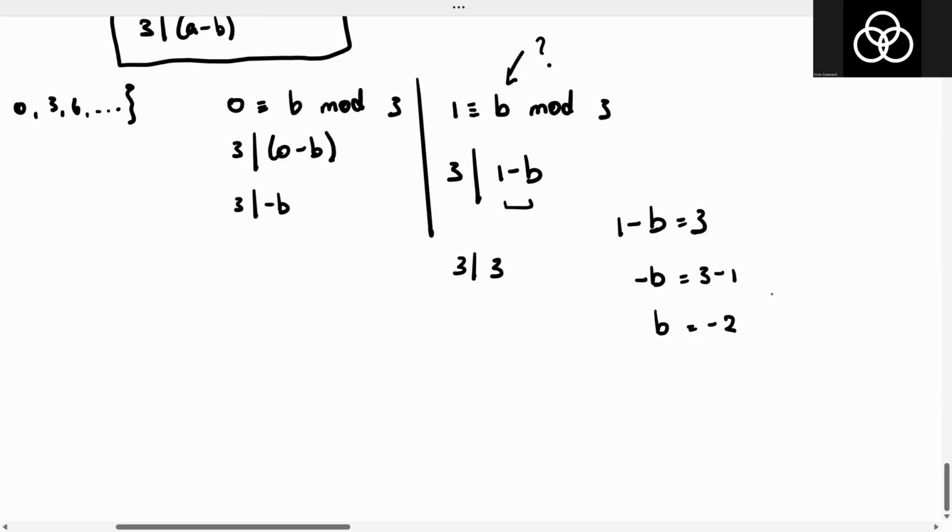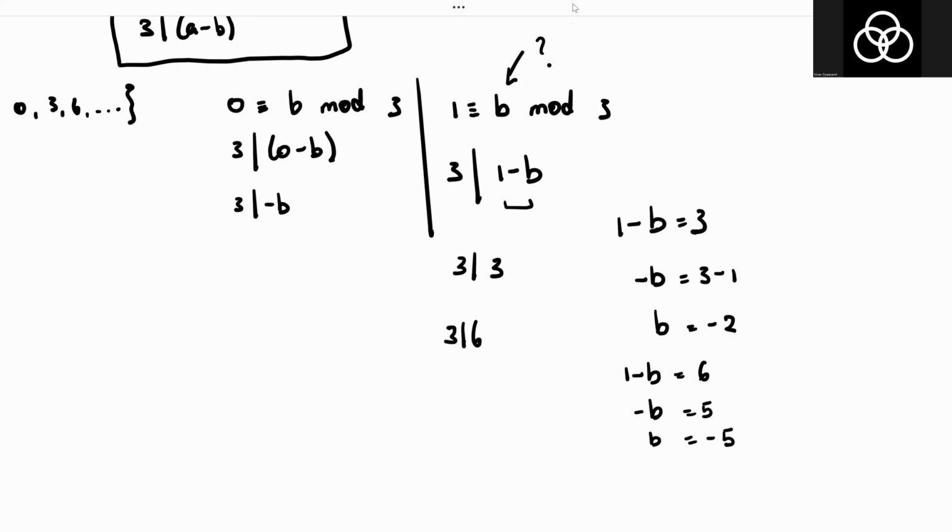Okay, let's see. What if we want this to be 6? Because 3 divides 6, so 1 minus B is equal to 6. Minus B is 5, so B is minus 5. And we could go the other way as well. So what if we wanted this to be minus 3? So 1 minus B is minus 3. Minus B is minus 4. So B must be 4. And that is how we are going to go down the line with this, right?